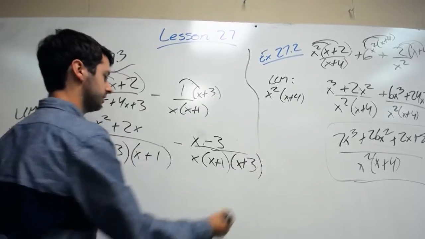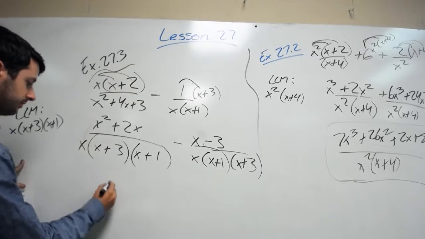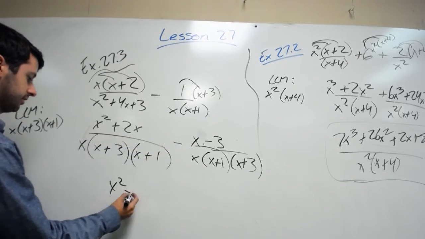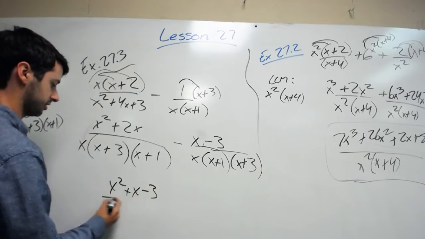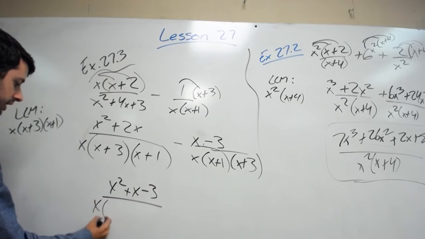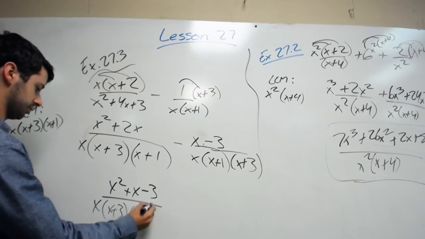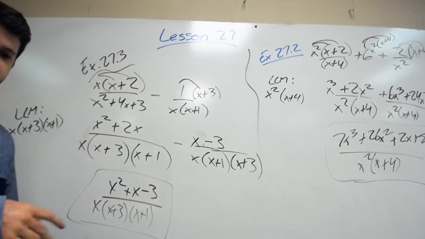So now that we have a common denominator, we can add the numerators together. x squared on its own, 2x minus x, like terms. x squared plus x minus 3, all over x times x plus 3 times x plus 1. There is your answer, and that is how you do rational expressions.